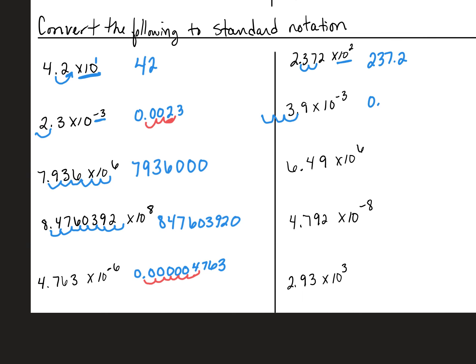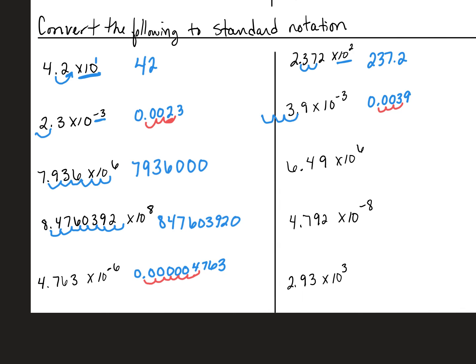So that would be 0.0039. And again, check yourself to make sure, especially on those negatives. 1, 2, 3 times. That is correct. Okay.